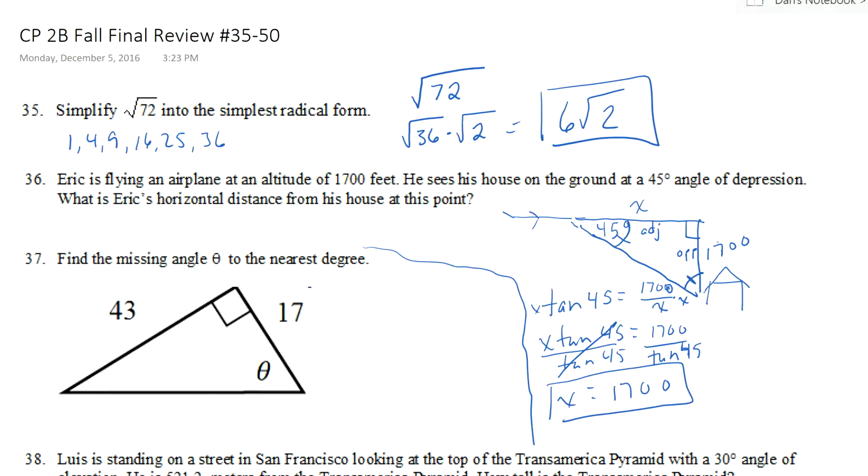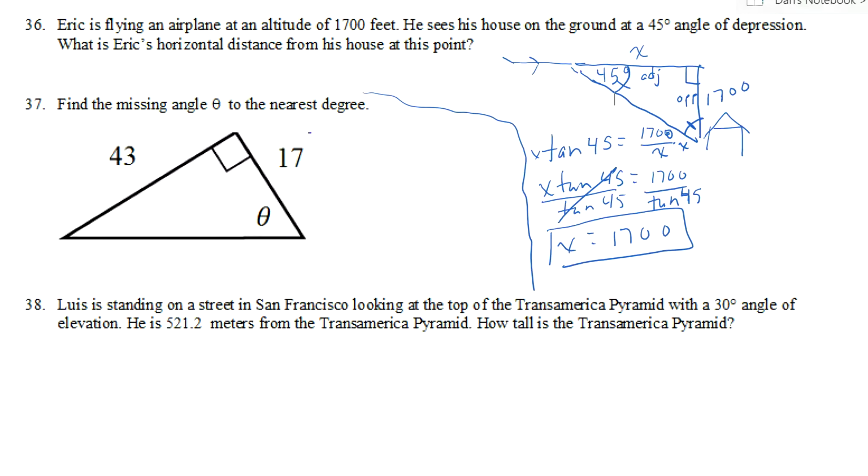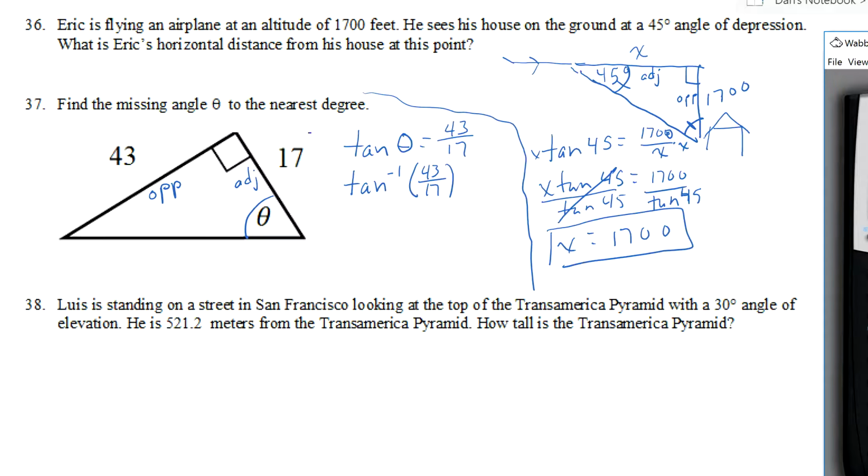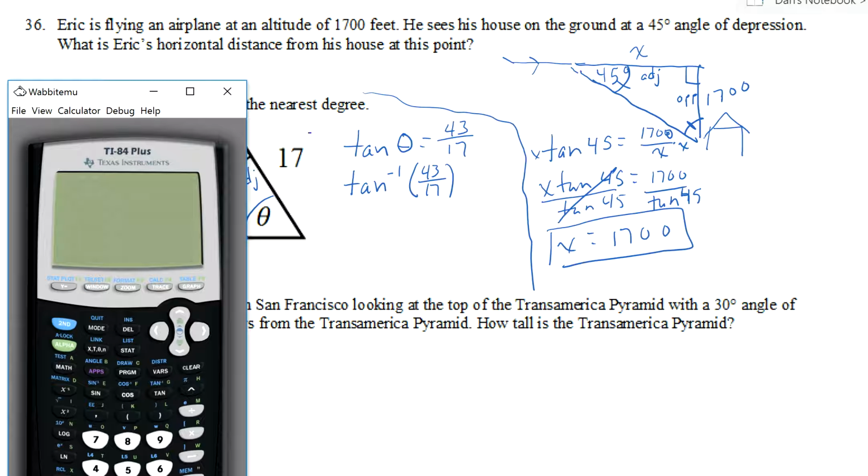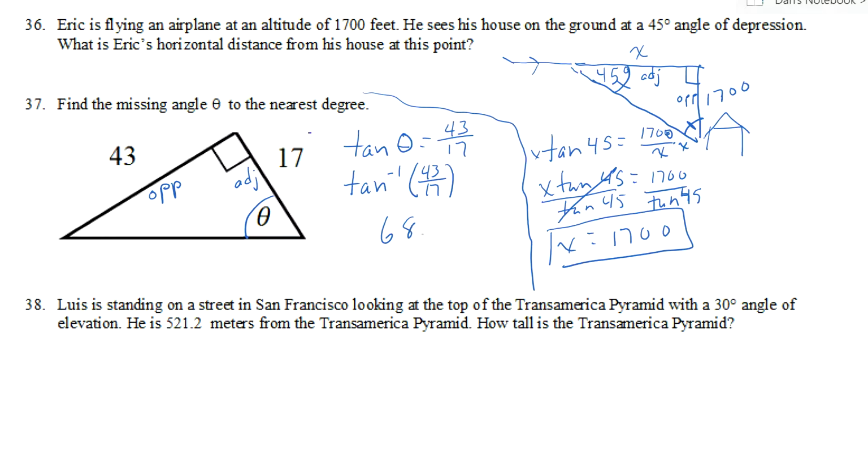Okay, 37. Find the missing angle theta to the nearest degree. Same thing here. From theta, this is the opposite side. This is the adjacent side. So we want to use tangent. But now we don't have the angle. So we're going tan theta equals opposite 43 over 17. And to figure that out, we need to use a calculator and do inverse tan 43 over 17. So let's bring this calculator in. Inverse tan 43 over 17. You get 68.43 degrees.